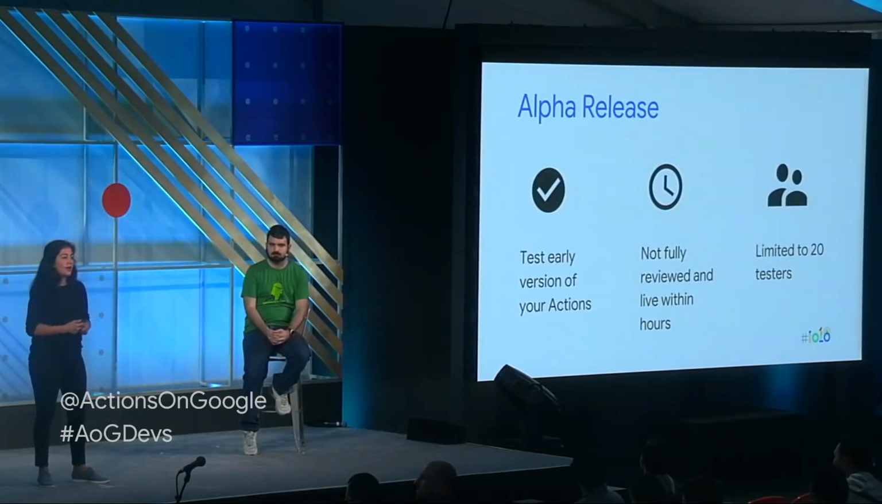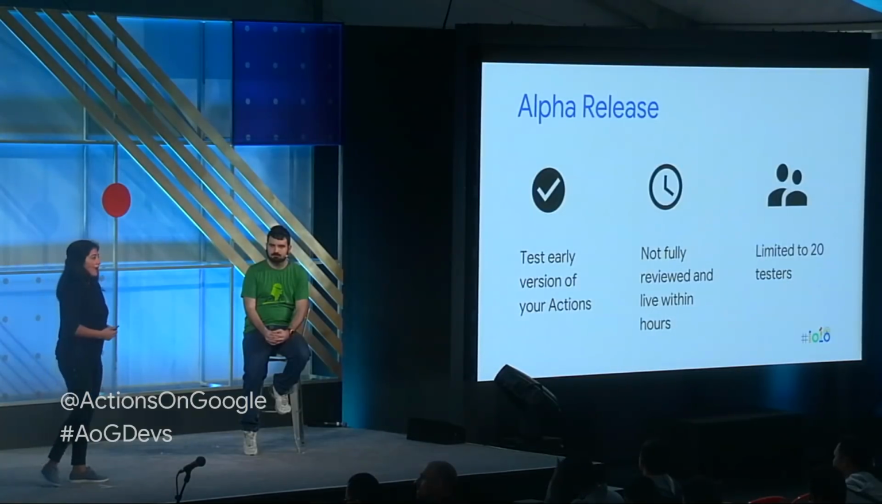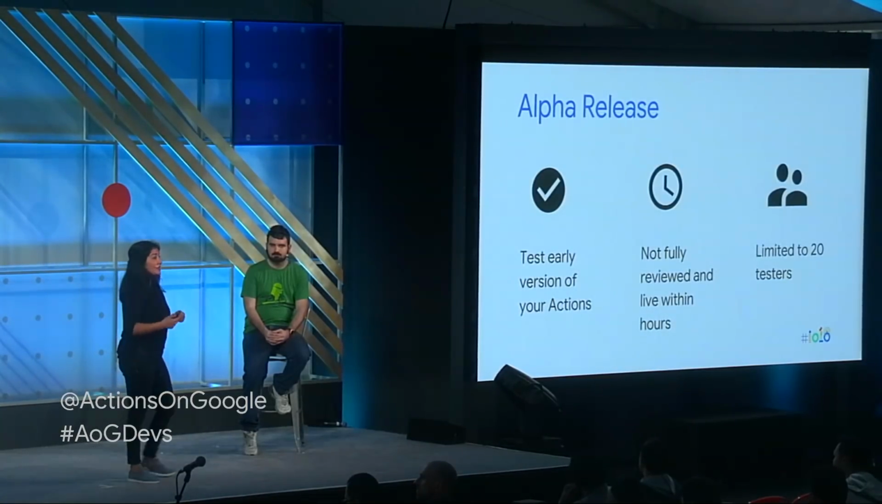So alpha is the quickest way to test your actions. Once you submit alpha, it doesn't go through the review process. So it can be live just in a couple hours. And you can invite your friends, family, and your teammates, up to 20 testers. And you can iterate by releasing alpha and acting on the feedback from your users, and keep this iteration going on until you have the stable version.